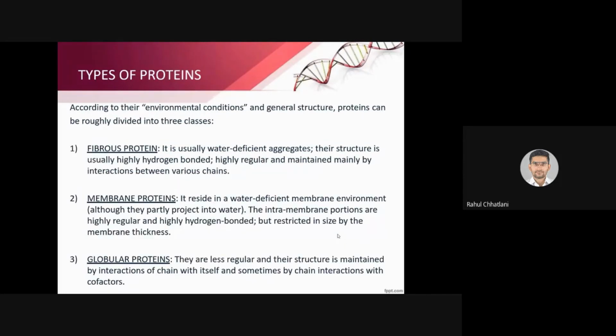Moving forward to types of proteins. According to the environmental condition and general structure, protein can be roughly divided into 3 classes: fibrous, membrane and globular. Fibrous means it is usually a water deficit aggregate. Aggregate means cluster, a group. Whenever they form a group, they are water deficit, they do not contain water. Their structure is usually highly hydrogen bonded, highly regular and maintained mainly by interaction between various chains.